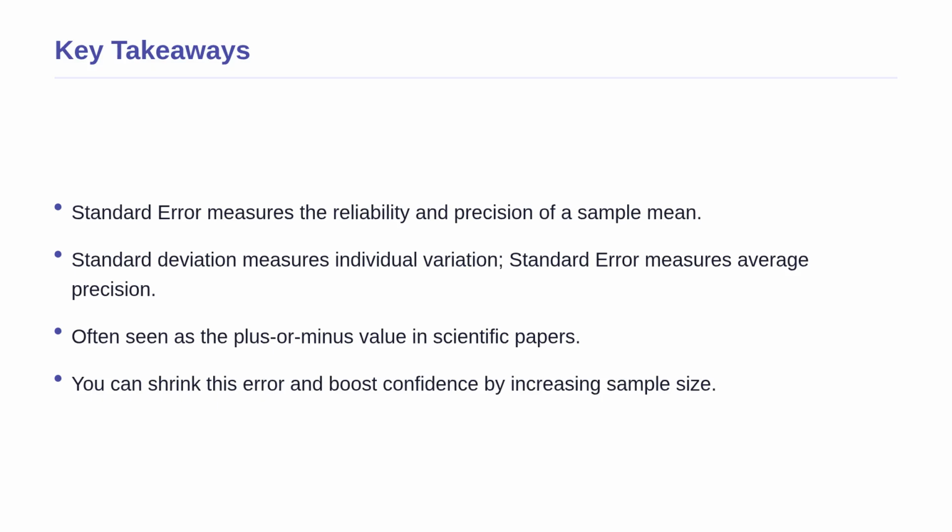Whenever you read a scientific paper and see a plus or minus value next to an average, you are looking at the standard error in action. Finally, always remember the golden rule of experimental design. You can shrink this error and boost your confidence simply by collecting more data and increasing your sample size. You have now mastered the fundamentals of the standard error.